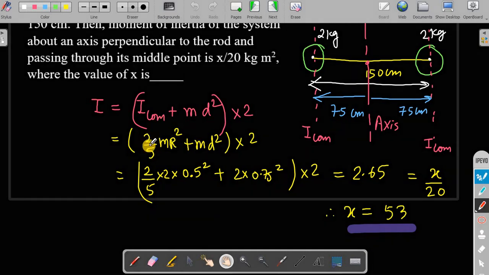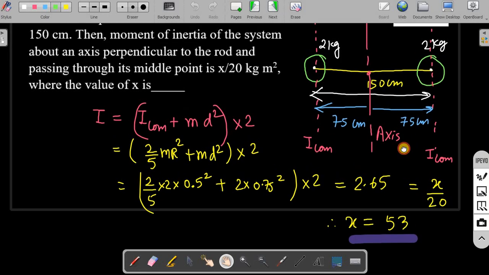So I center of mass for the solid sphere is 2 by 5 mr square, plus md square, multiplied by 2, substituting the values, and the radius you have to put in meters. 50 centimeter is 0.5, and this distance again 75 centimeter is 0.75, square, into 2. This will come to 2.65, and this is given as x by 20, so x will be 20 times 2.65, which will give us 53. I hope you have understood these questions.